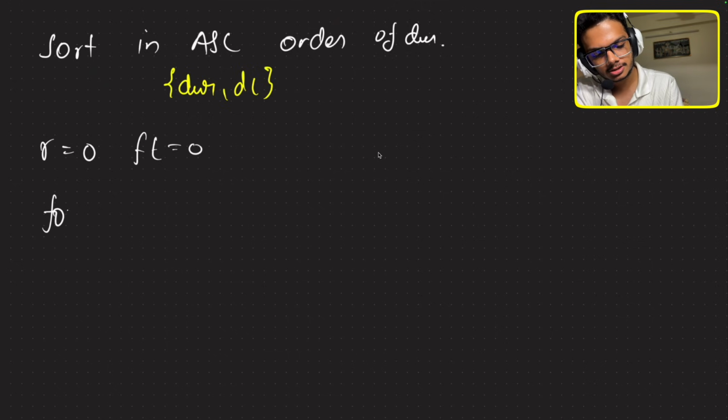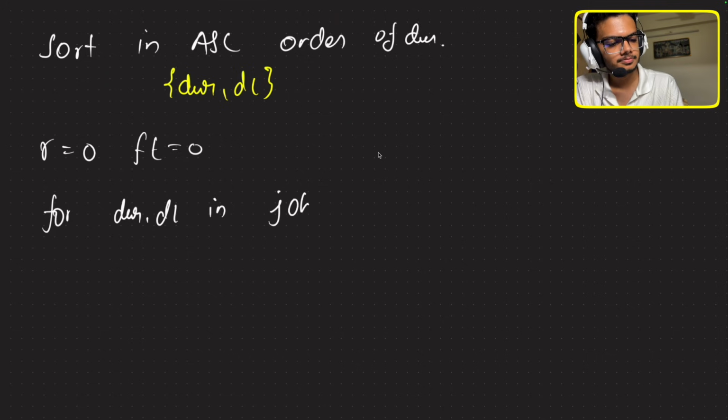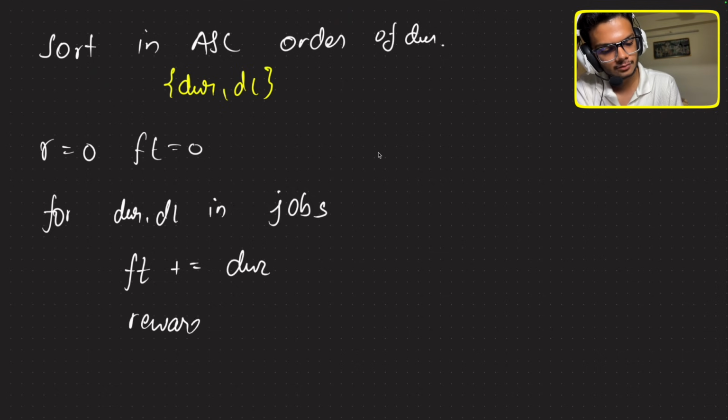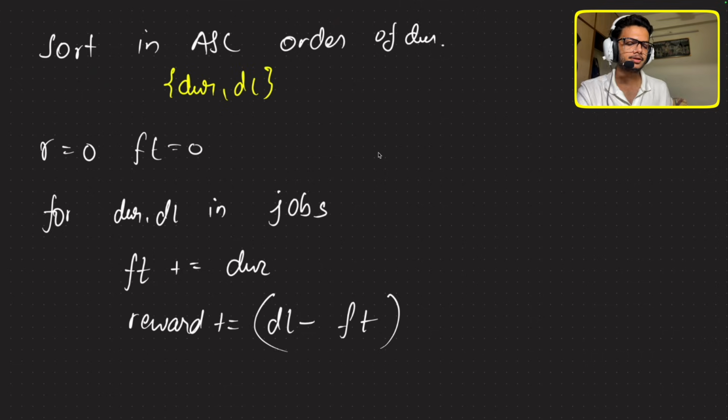Then we can just process these jobs in sorted fashion. So for, let's call this, duration, deadline in jobs. First calculate the finishing time of the current job, which will be ft plus equals duration, right? So the last finish time you had plus duration. So initially for the first job the last finishing time was 0, so 0 plus equals duration, and then we calculate the reward. So what is the reward, guys? The reward is simply reward plus equals deadline minus ft, right? And after the loop ends, you can just print the reward.